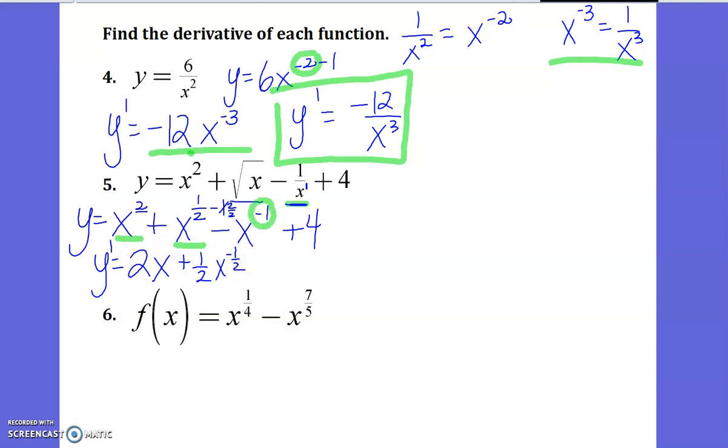Here, I move the negative 1 out front. It becomes plus 1 for the coefficient. And then it's x to the negative 2. And then the derivative of 4 is just 0. Okay, so there's our derivative. We're going to rewrite this. I push this into the denominator so it becomes positive. Same thing with that.